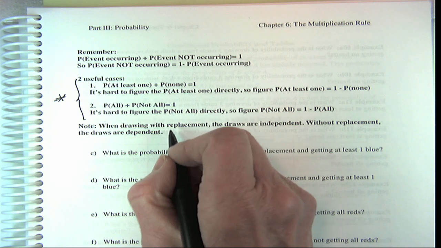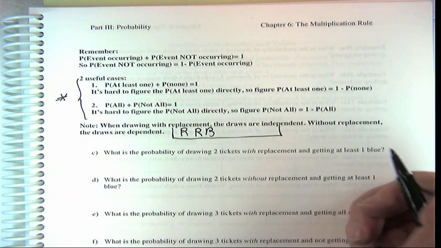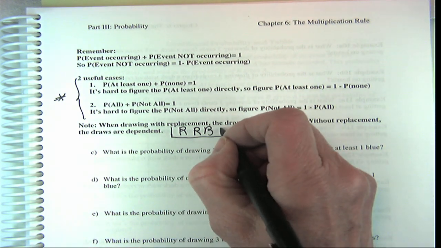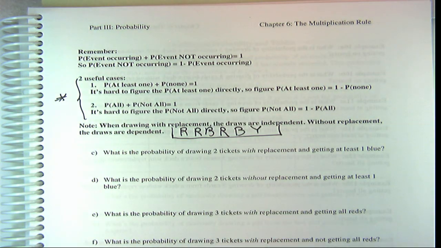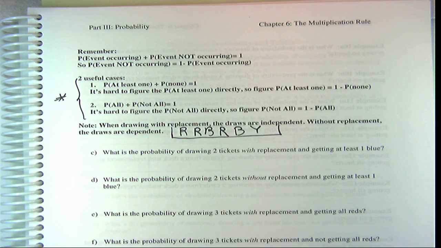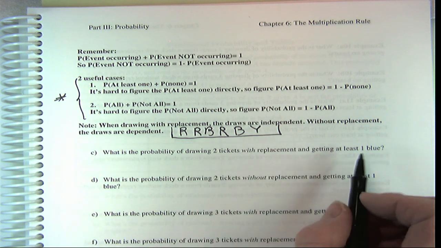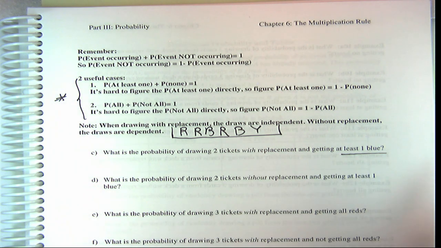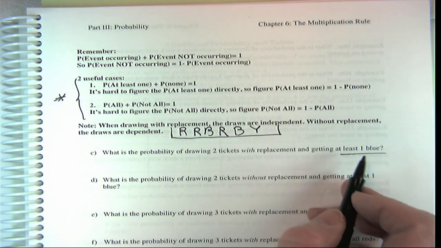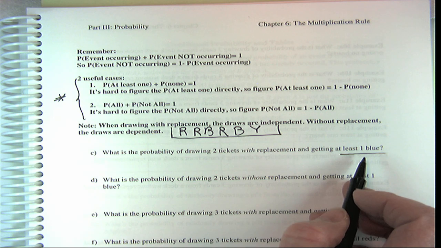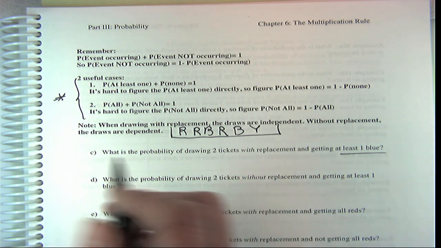Let's do the same example here with these tickets: 3 reds, 2 blues, and a yellow. Okay, so now, what's the probability of drawing 2 tickets with replacement and getting at least 1 blue? With replacement makes it kind of easy, but the question is at least 1 blue. So what does at least 1 blue mean? Well, let's think of what our sample space is.